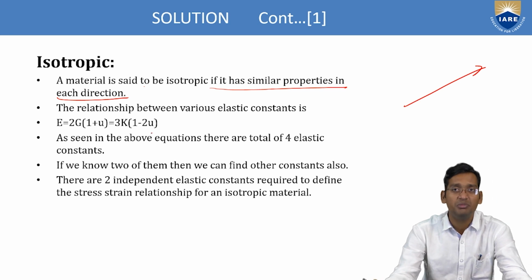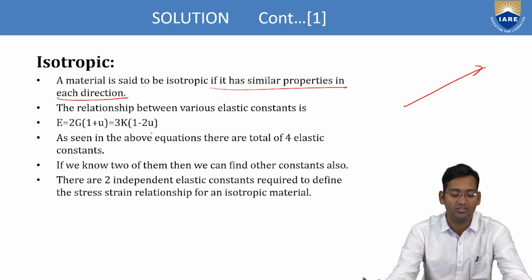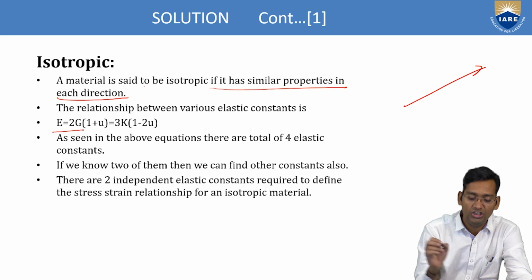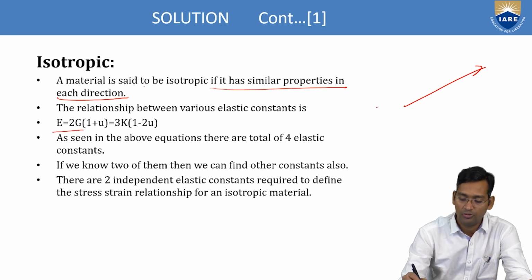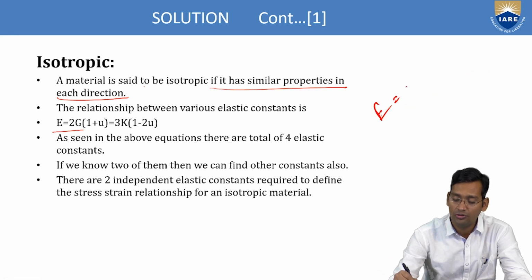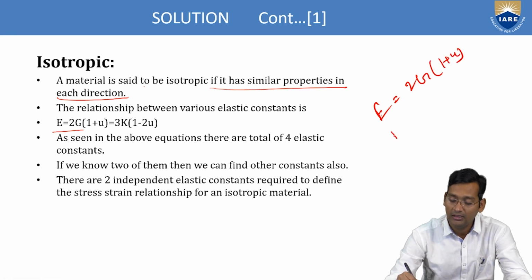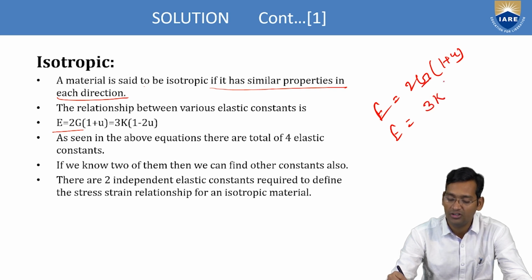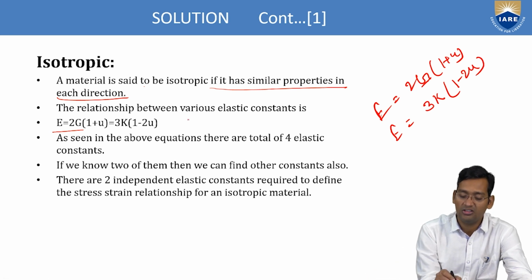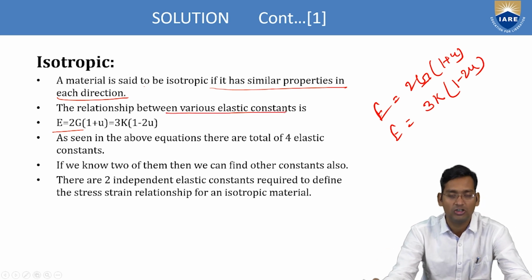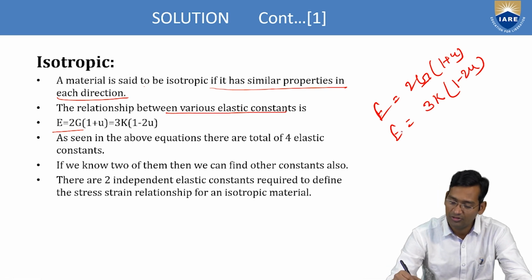Okay. The relationship between various elastic constants is given as E equals 2G into 1 plus U, equals 3K into 1 minus 2U. So just see here how E is related. E equals 2G into 1 plus U, and also E equals, this is in terms of G, now this is in terms of K, 3K into 1 minus 2U, right? So this is the relationship between the various elastic constants.